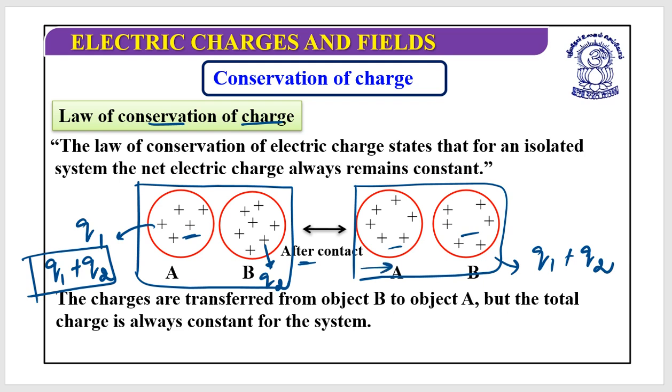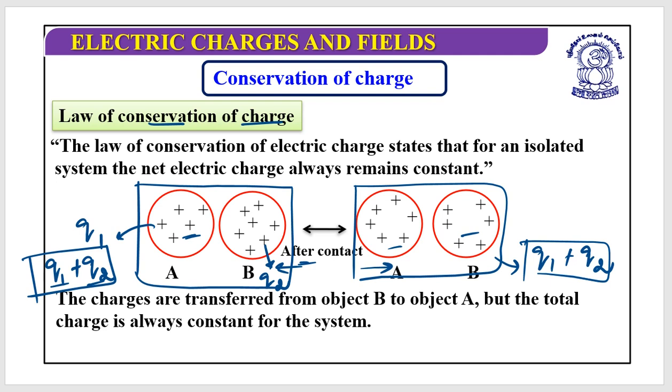This is the after contact situation. This is the before contact. Before contact, what would be the total amount of charge that your system possesses? It is Q1 plus Q2. Yes, correct. What would be the total amount of charge after contact? It is Q1 plus Q2 again.